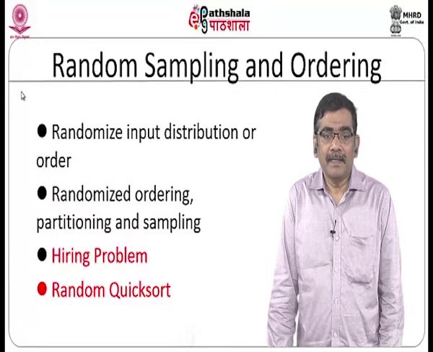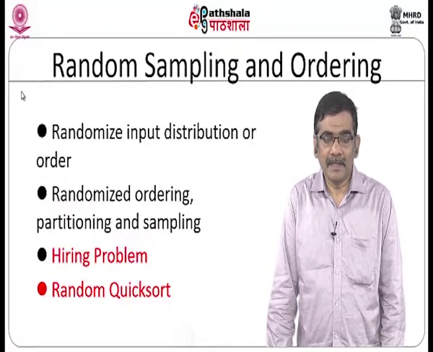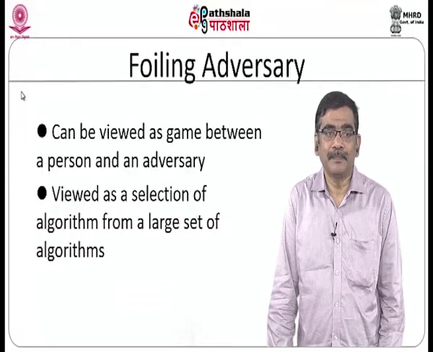The third design principle is called random sampling and ordering, where we try to randomize the input distribution or order. So, what we will do is use some sort of random ordering or partitioning and sampling procedures to create randomness. We will discuss two problems for this design principle. One is called the hiring problem and another is called the random quicksort.